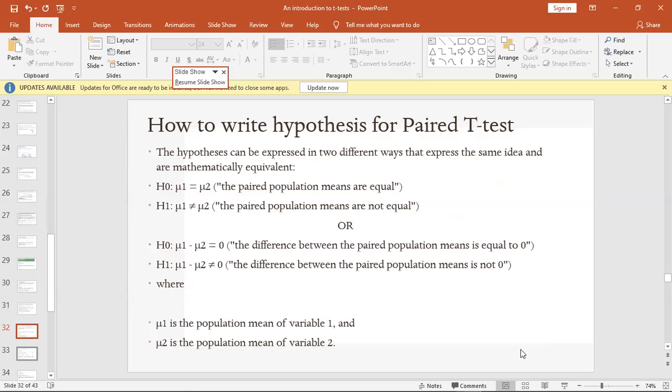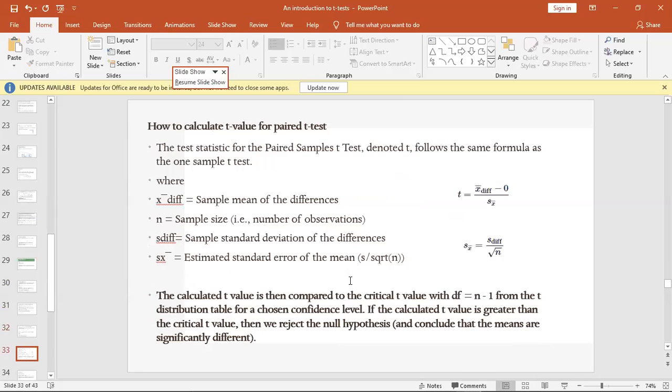The hypothesis can be expressed in two ways that express the same idea and are mathematically equal: the paired population means are equal or not equal. So you can use either the first one or the second one. So how to calculate? You can use this formula if you do hand calculation to get the t value.